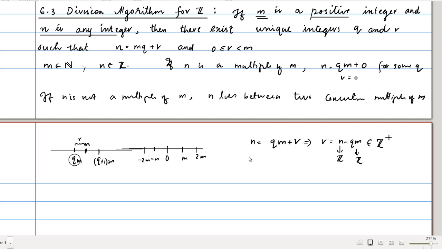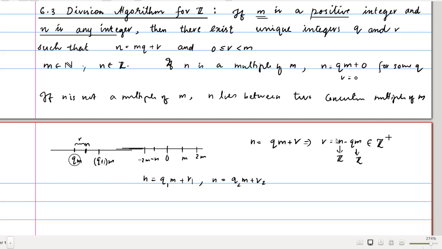Now for the uniqueness, we assume that N is equal to Q1M plus R1, and suppose there is another expression for this N, that is Q2M plus R2.